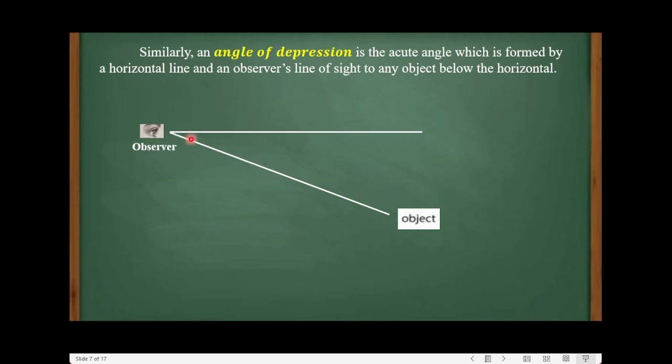Okay? Because this is the opening, this is the horizontal. Then the line of sight, as you can see here, is now below the horizontal, which makes this angle an angle of depression. Okay? Going down, line of sight, then horizontal, and obviously we call it the angle of depression. Okay? Next, let us go directly to some examples.